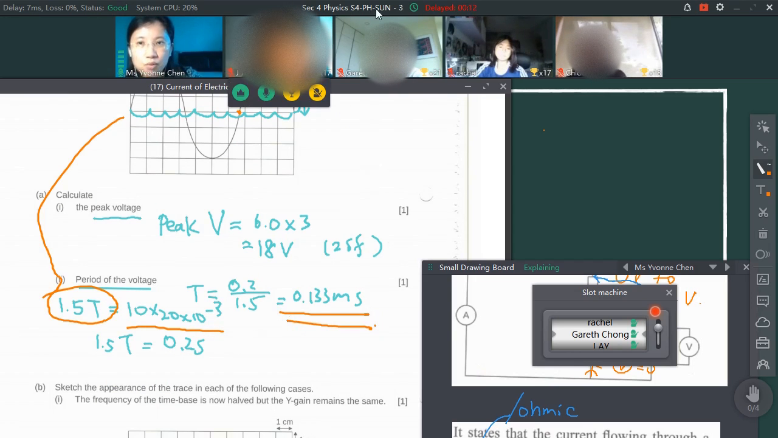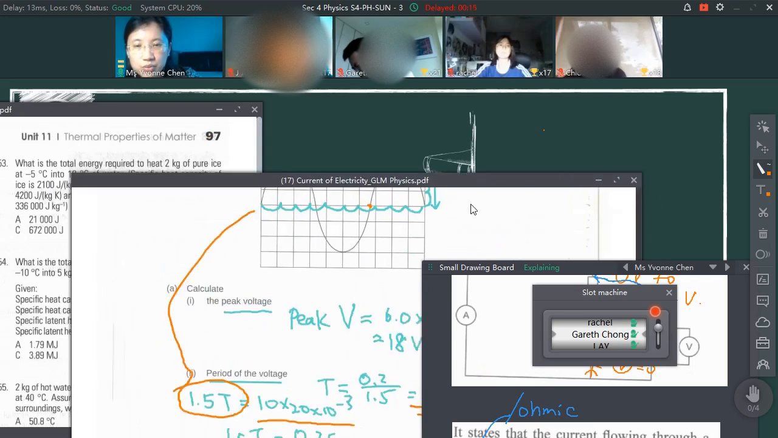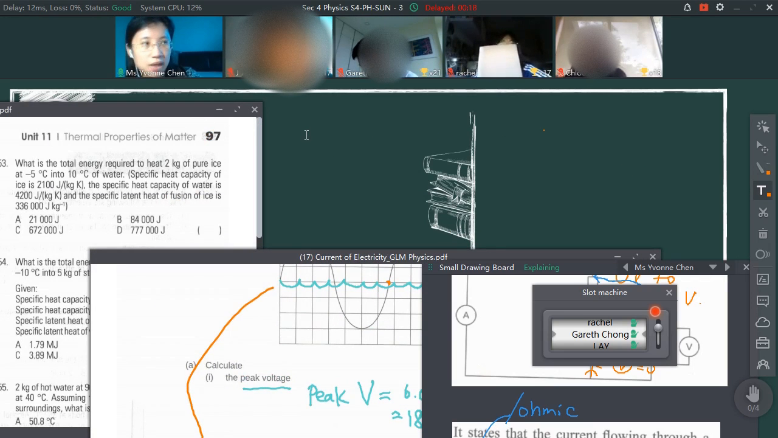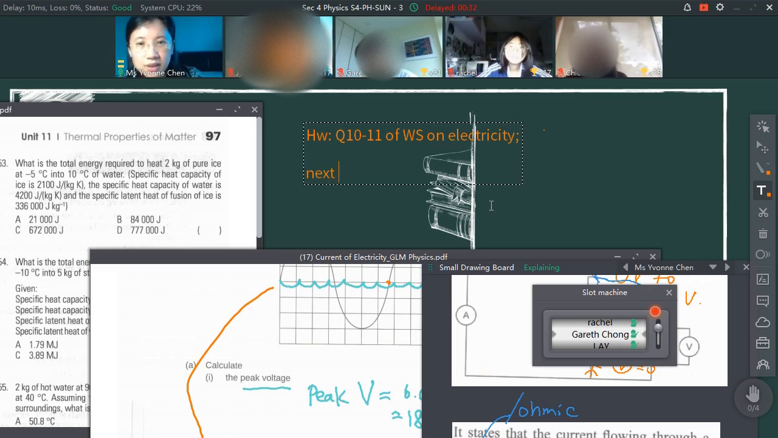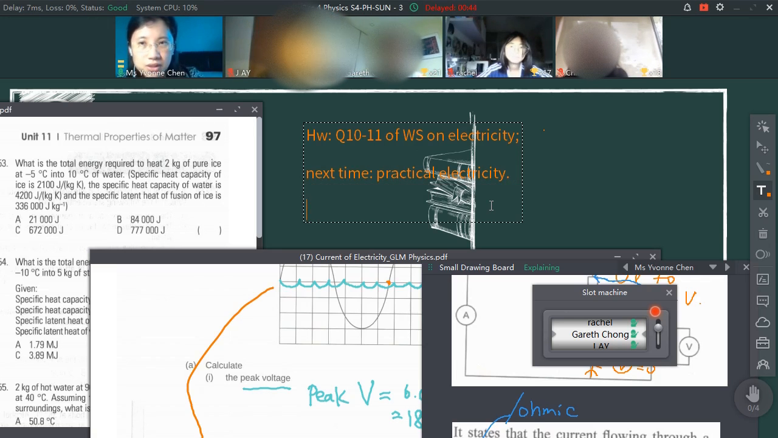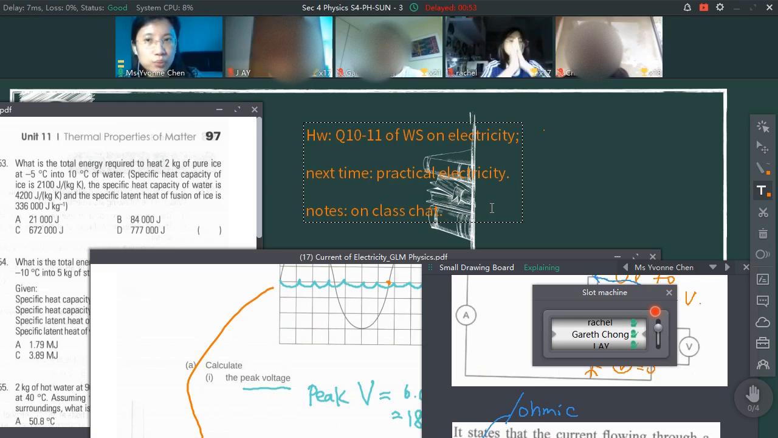Okay, so for homework today, I want you to finish up this worksheet. Let me write down here: question 10 and 11. Homework is question 10 and question 11 of the worksheet on electricity. And next week, we will be starting practical electricity. I have uploaded the notes and the worksheets, everything, on the class chat. Notes are already available on class chat. When you have time, you can download, print out, and read through.